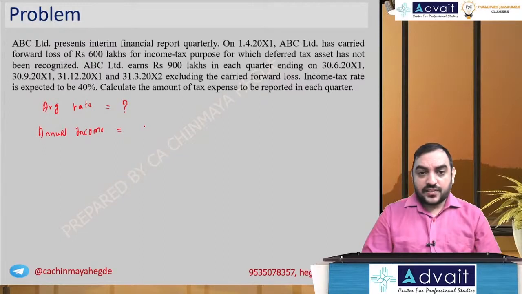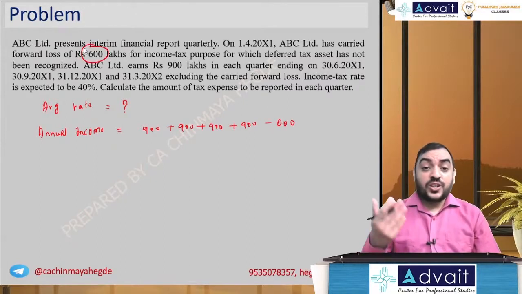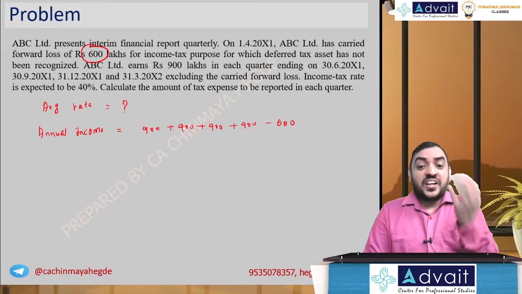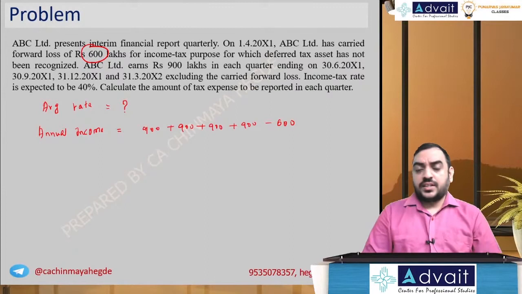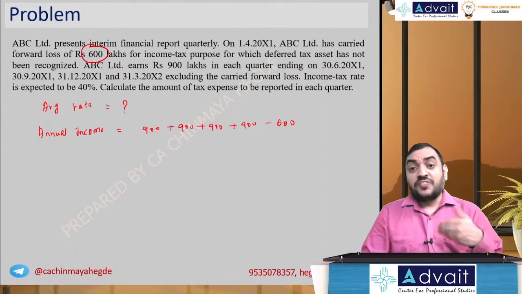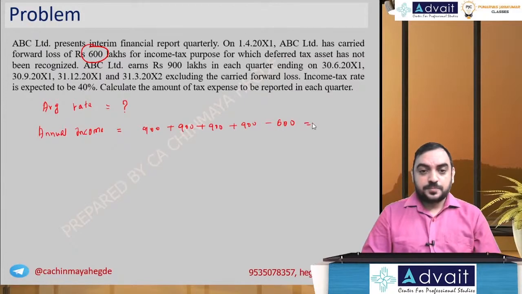First quarter 900 lakhs, each of the quarters. So 900 plus 900 plus 900 plus 900, 3,600, and minus 600 because you can set off, and on that also deferred tax was not created. If deferred tax was not created, then we don't take this into consideration. That means the impact of set off is yet to be considered. We'll consider it now. That becomes 3,000. 3,000 annual taxable income.